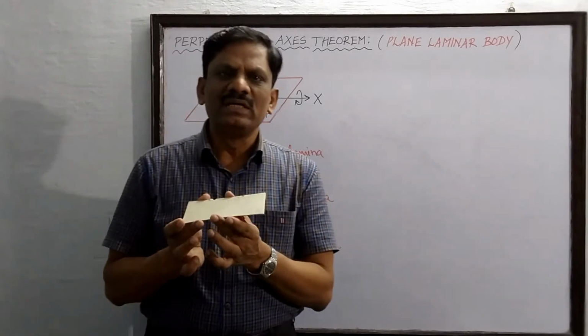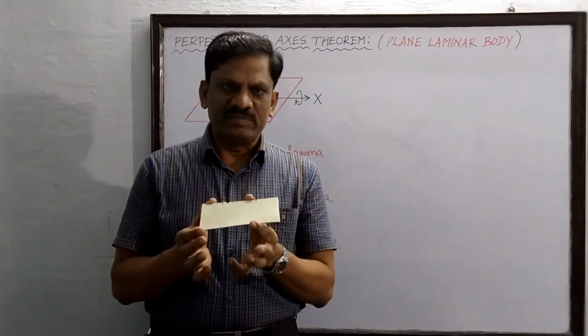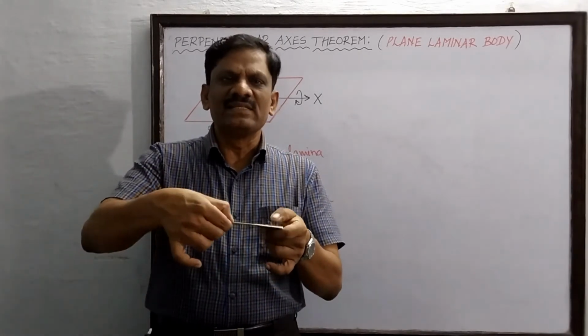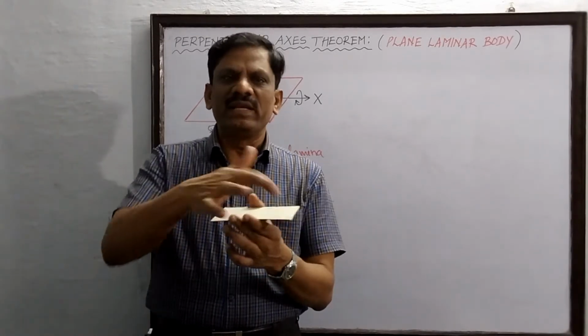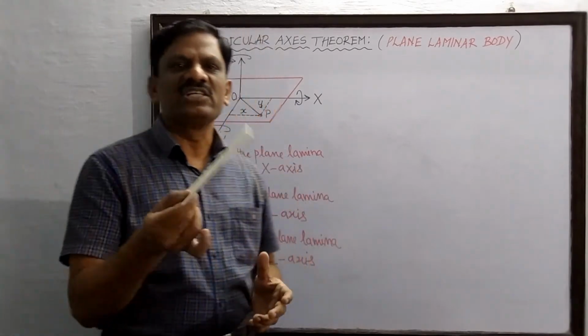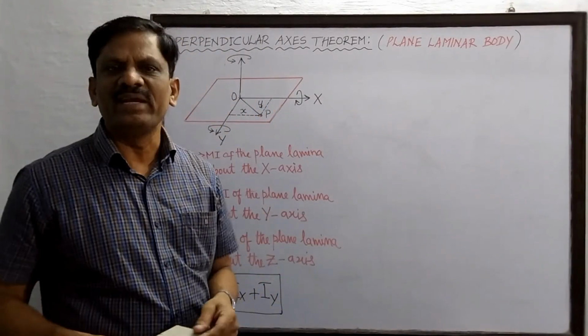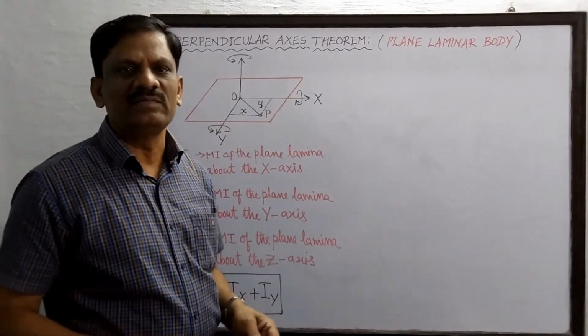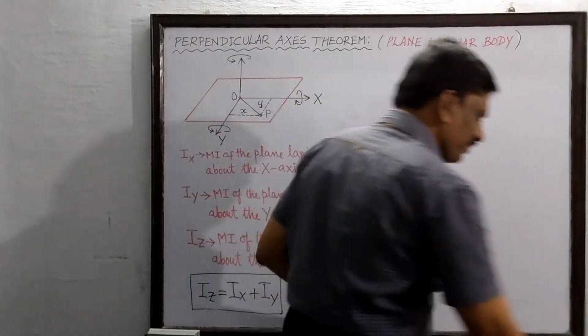It's a shape. I have taken a rectangular shape, but it may be of any shape, whose thickness is very less compared to the length and breadth. So such a sheet is called a plane laminar body, and we are going to prove the perpendicular axis theorem with the help of the plane laminar body.